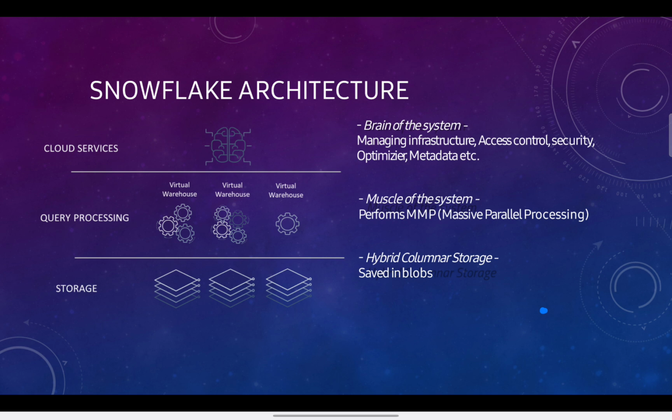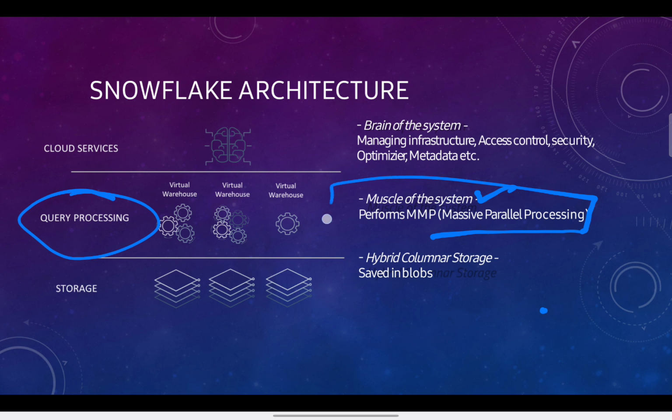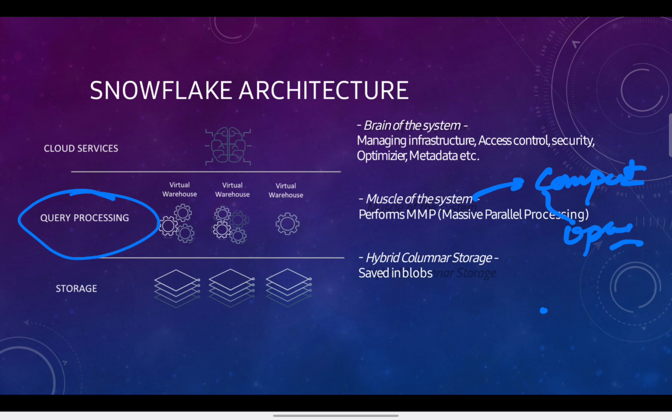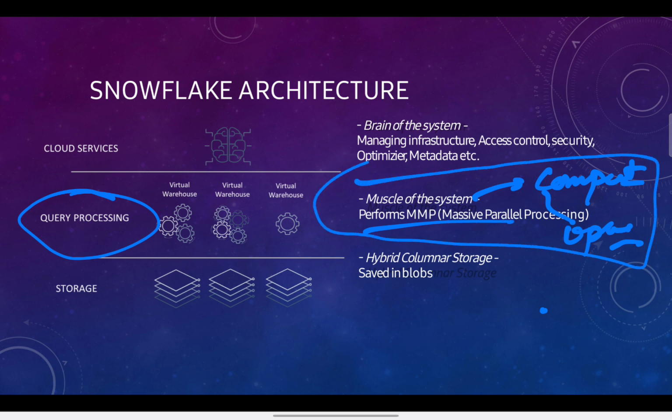So that's why it is different from other traditional databases. The next thing is query processing. It is like the muscle system, where massive parallel processing happens. It's doing the muscle part of the system. What was the muscle part? It was computation, it was separate operations, and clustering happens here. It's the muscle system, meaning the main work is completed in these sections.